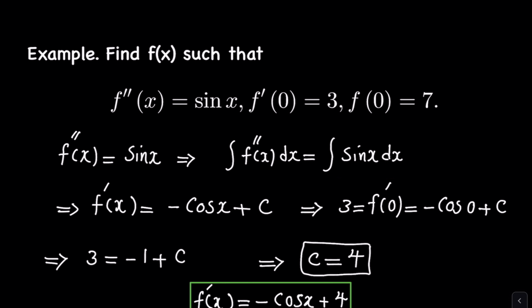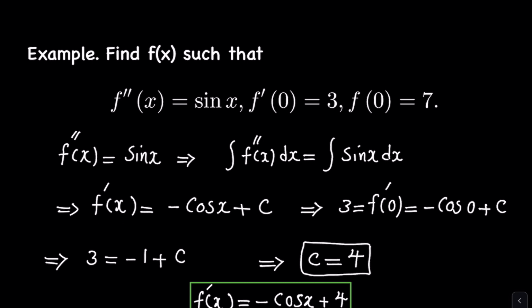And now, what does this mean? You want to find an antiderivative for f double prime. That means you're looking for a function whose derivative is f double prime. That function is f prime, because if I take a derivative of f prime, I will get f double prime. So one antiderivative for f double prime is f prime.